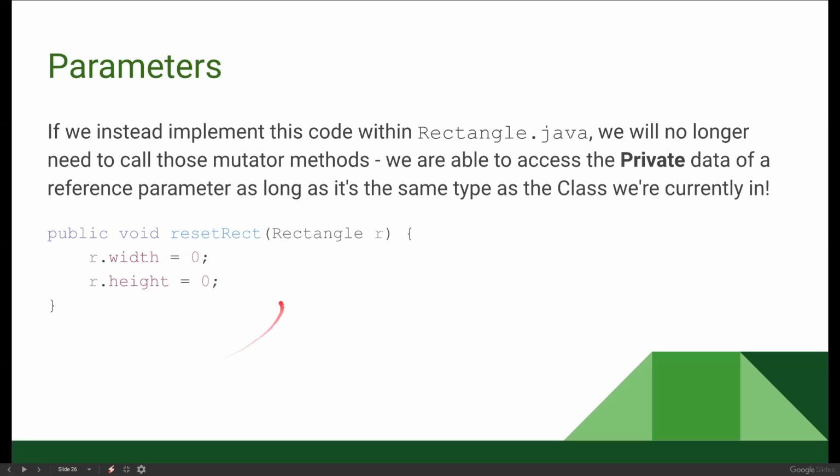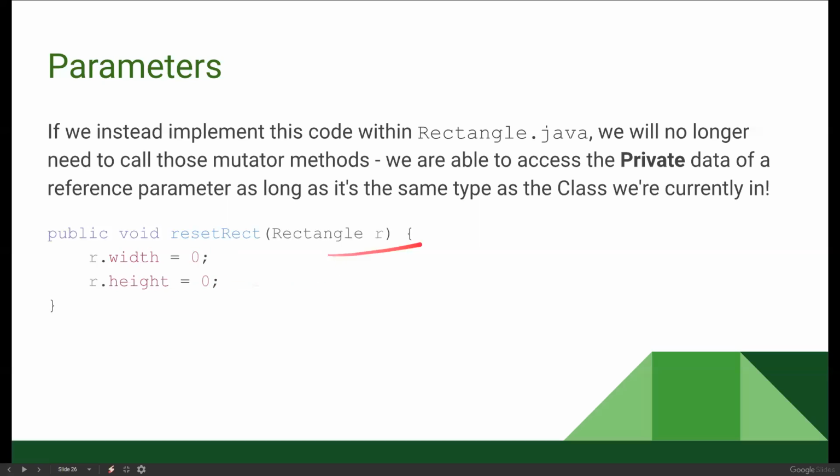So if I build my resetRect method inside of my rectangle class, I no longer need to call my accessors or mutators. I can just say that rectangle r, dot width and dot height equal a specific value. Or I can access them without needing to call the accessor methods.